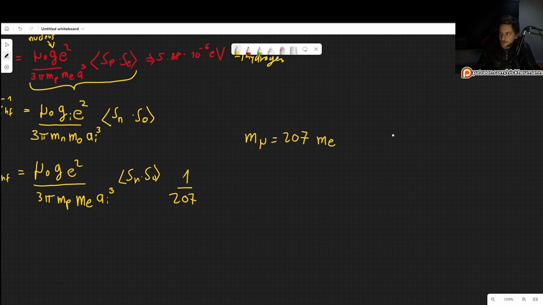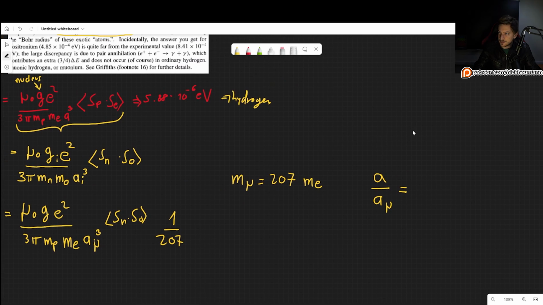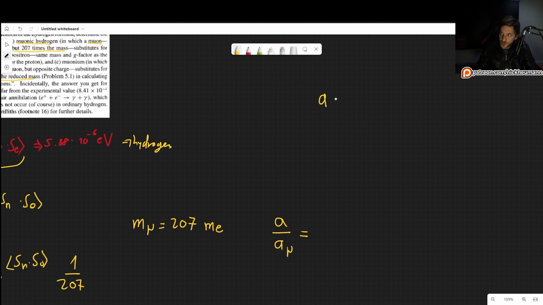So what we'll do is make the ratio between the normal Bohr radius and this modified one that is due to the muon. So actually maybe let's label this mu because it is due to the muon. Now, how does the Bohr radius depend on mass? Well, let's go back to the formula so that you can see it. So the Bohr radius that we saw for hydrogen is 4 pi epsilon 0 h bar squared divided by m e squared.